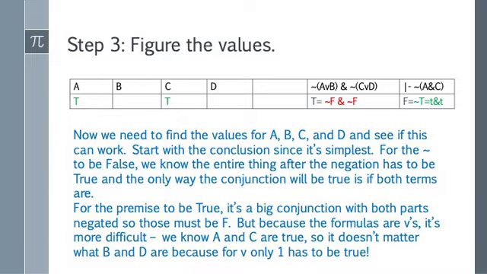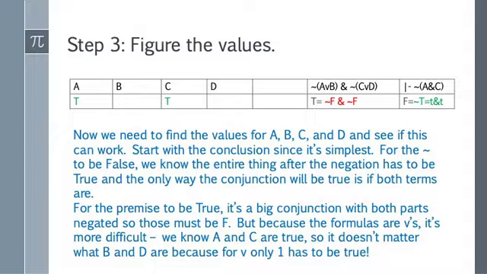Step 3, you have to start figuring out the values. Now we need to find the values for A, B, C, and D and see if this can work. So start with the conclusion since it's simplest, right? If you compare the premise and the conclusion, the conclusion's obviously simpler. What you're trying to get there is that the value has to be false. So for that to be false, you see that you have a dash, not A and C. For that dash to be false, you flip it, so we know what's inside has to be true in order to flip it to false.